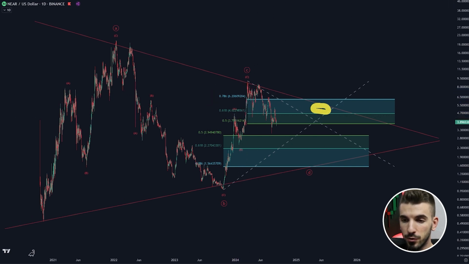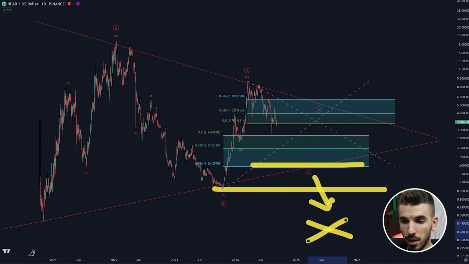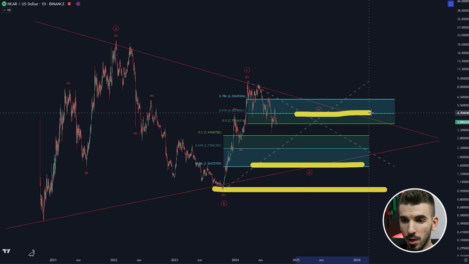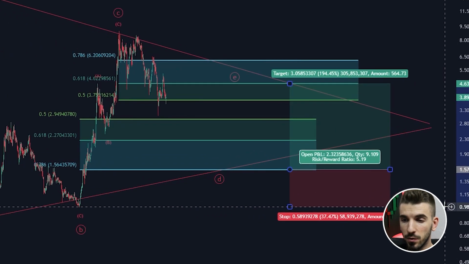And for the type of trade that I'm considering in the long term, I would place a buy at 1.56 and place a stop loss at the wave B low, because there's a rule that in Elliott wave triangles, wave D can't go beneath wave B. So if it goes beneath wave B and my stop loss is activated, then something more bearish is happening. The take profit for this kind of trade would be at 0.618, and we can see that the reward to risk ratio is 5:1.